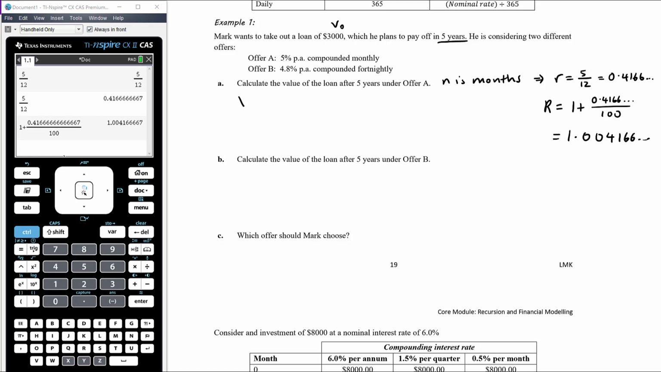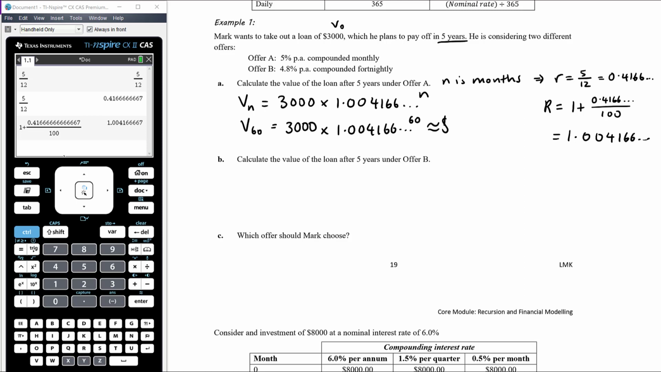So let me just write out the formula first. So value after n months is going to be the principal value, which is 3,000, times the multiplying factor, which for monthly is 1.004166 recurring, and it's going to be that to the power of n. So that's our general rule. If we want 5 years, we want not V5, sorry, we're in months, so it's V60. There's 60 months in 5 years. So that's going to be 3,000 times 1.004166 recurring to the power of 60.